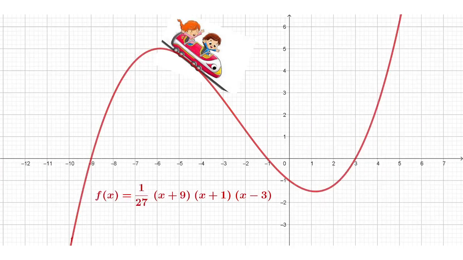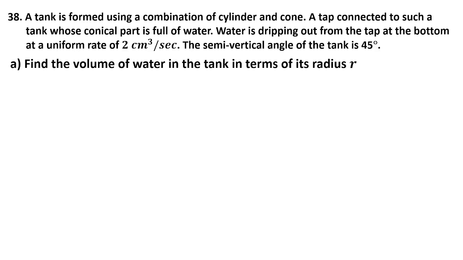Let us visualize it on a graph sheet. This is f of x and the roller coaster is moving in that, and you can now check out what is f of 1. It is already there in the previous one, f double dash.